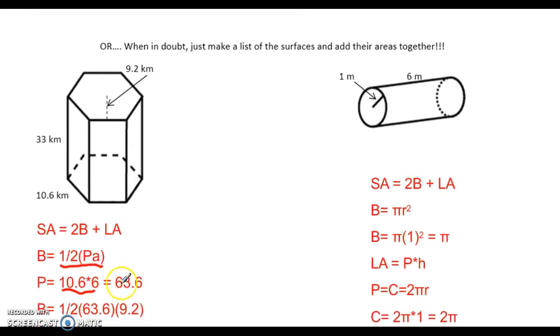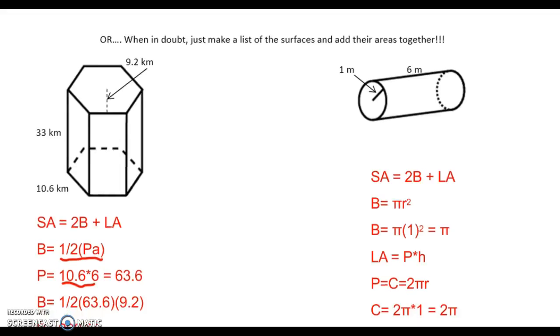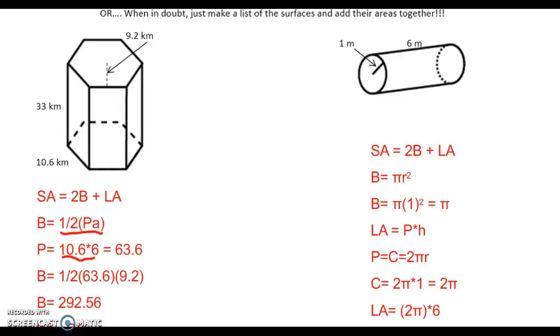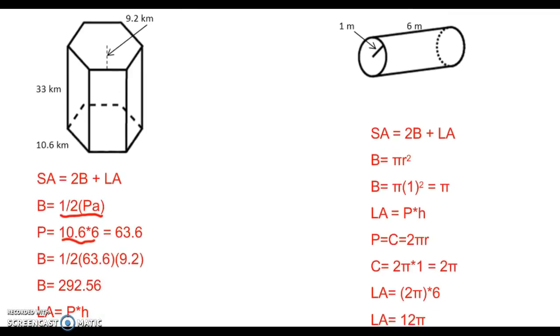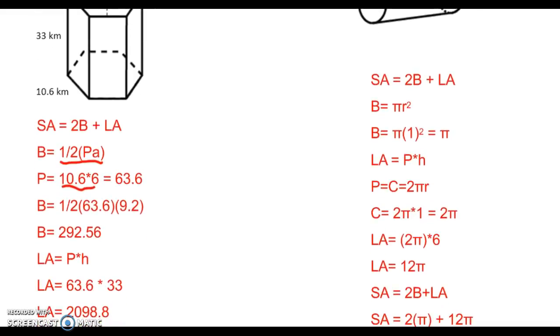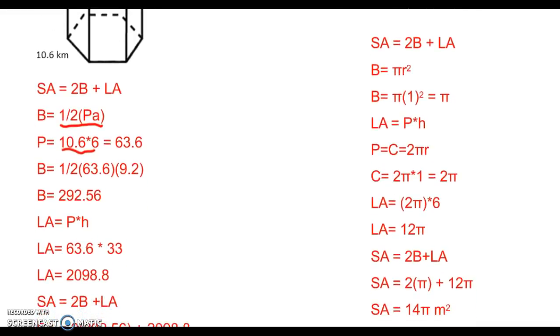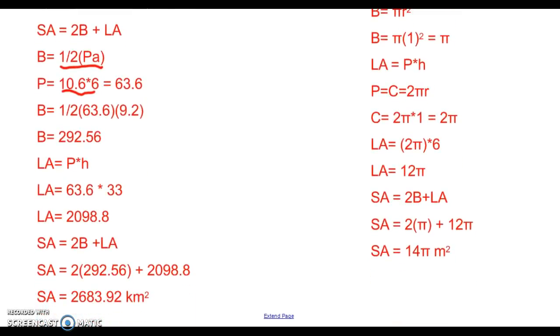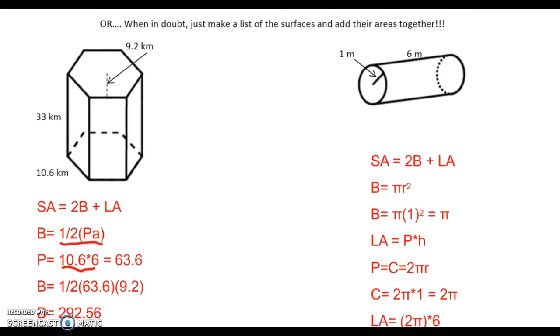I then can go and plug that into my base area formula, 1/2 perimeter times the apothem, and my apothem is 9.2. So my base ends up being 292.56. I then need to find the lateral area. Lateral area is just perimeter times height. Well, we already found the perimeter, and they give me a height of 33, so I get my lateral area. So then my surface area is 2 bases plus the lateral area. I simply plug in and solve. Easy peasy.